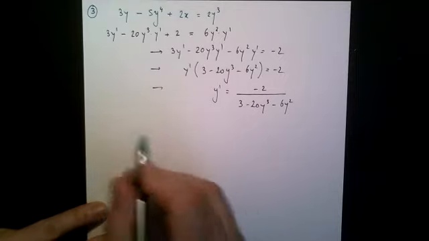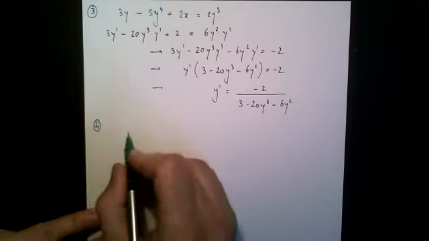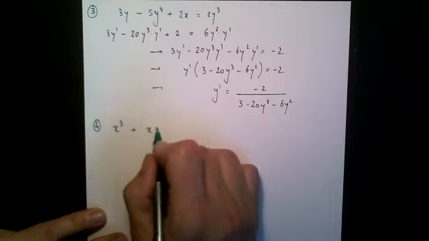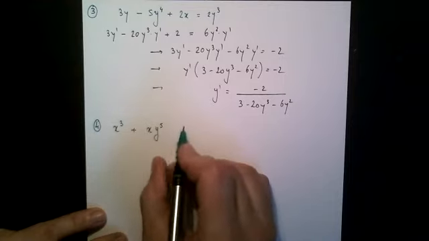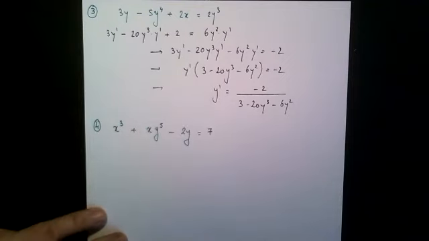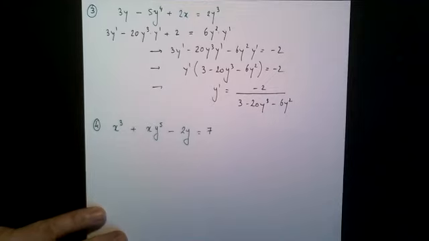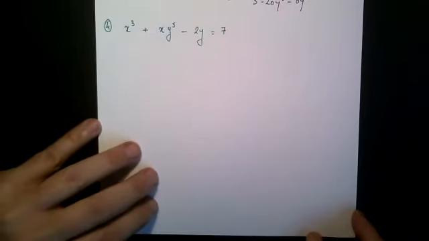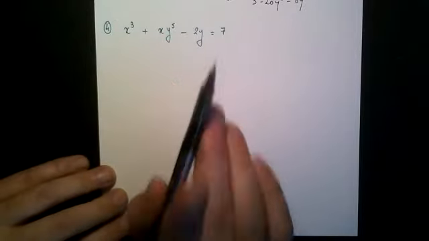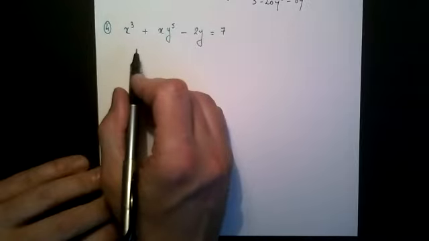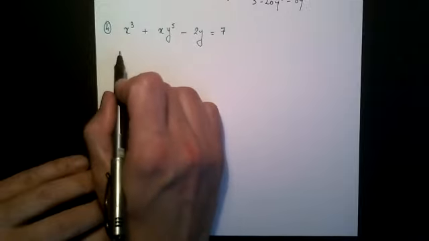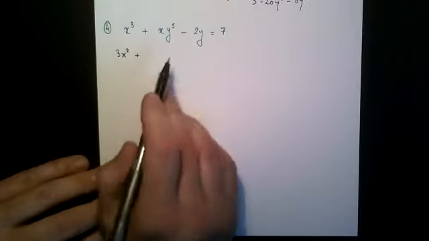Okay, let's complicate things a bit more. x^3 plus xy^5 minus 2y equals 7. Let me do this one. Let's derive the left side now. We have to be very careful. The derivative of x^3 is 3x^2 plus, and what do I do here?